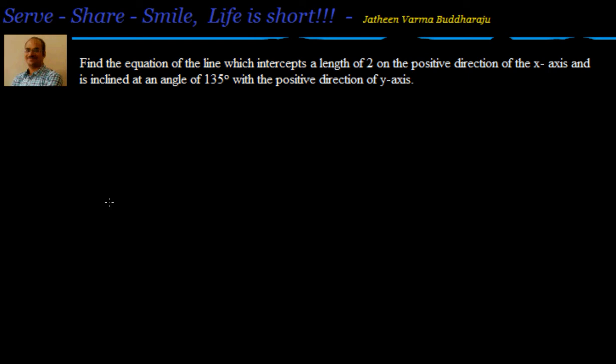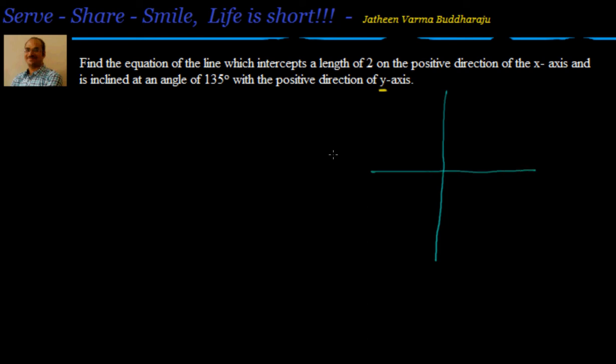Find the equation of the line which intercepts a length of 2 on the positive direction of x-axis and is inclined at an angle of 135 degrees with the positive direction of y-axis, not x-axis, right? If it is x-axis, we know it is nothing but inclination, but it is with the positive direction of y-axis. So let's try to understand what the inclination is from this.